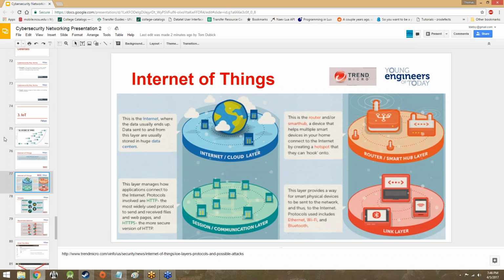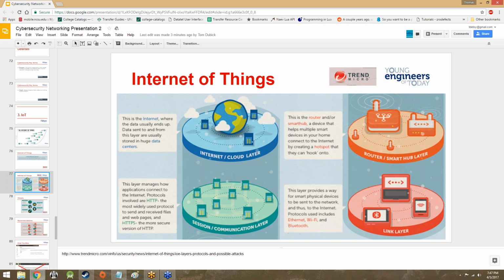So you've got a few different layers here. You've got at the top layer the Internet/cloud layer, and this is where the data usually ends up. The data sent to and from this layer are usually stored in huge data centers. So you're talking about just air-conditioned buildings filled with tons and tons of servers, all just sort of doing their thing. That would be a data center.